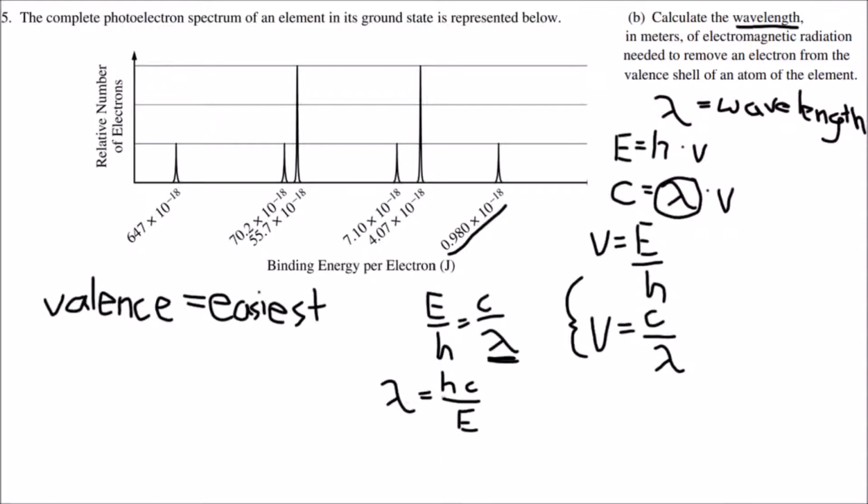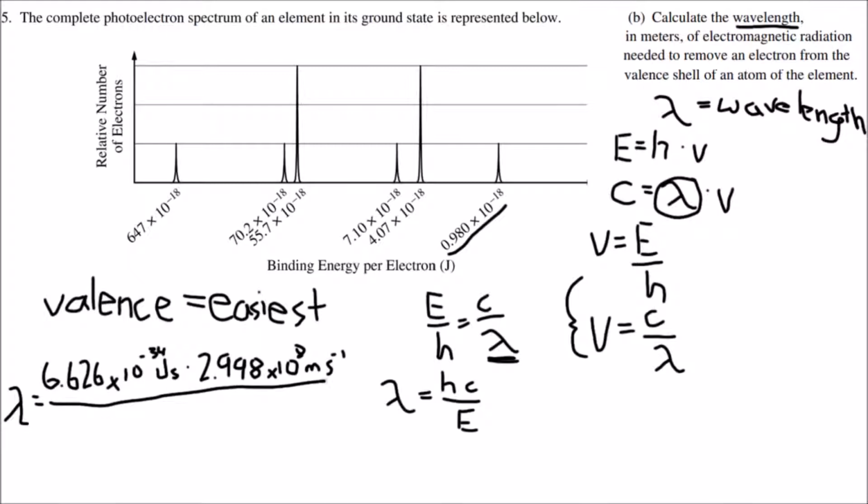And since both Planck's constant and the speed of light are constants, we can now find wavelength, which is Planck's constant, 6.626 times 10 to the negative 34 joules seconds, times the speed of light, 2.998 times 10 to the 8 meters per second. And all of that is over our energy, 0.980 times 10 to the negative 18 joules.